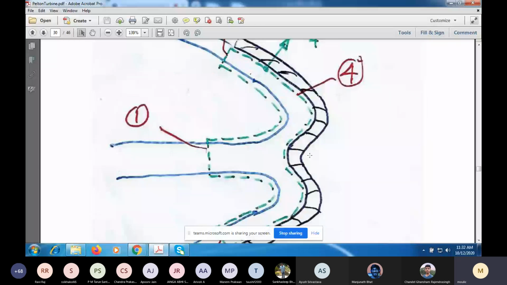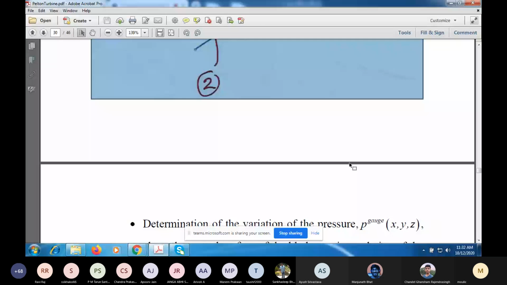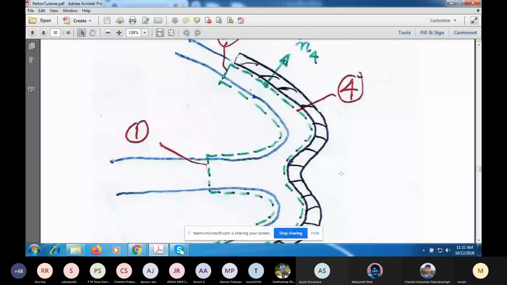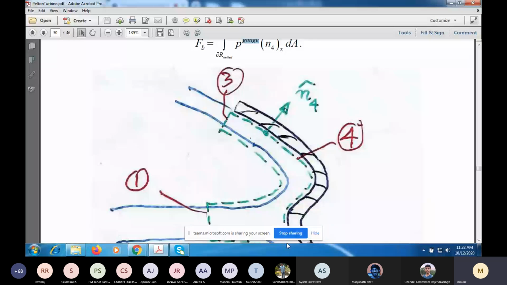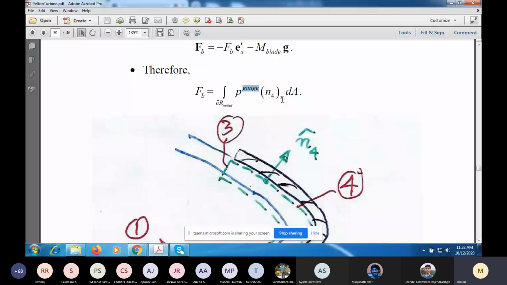So one way to evaluate the force on the blade is to find out the gauge pressure distribution on the inner surface of the blade and multiply it by the x component of the outward normal, the normal pointing outward to the control volume, and evaluate this integral.